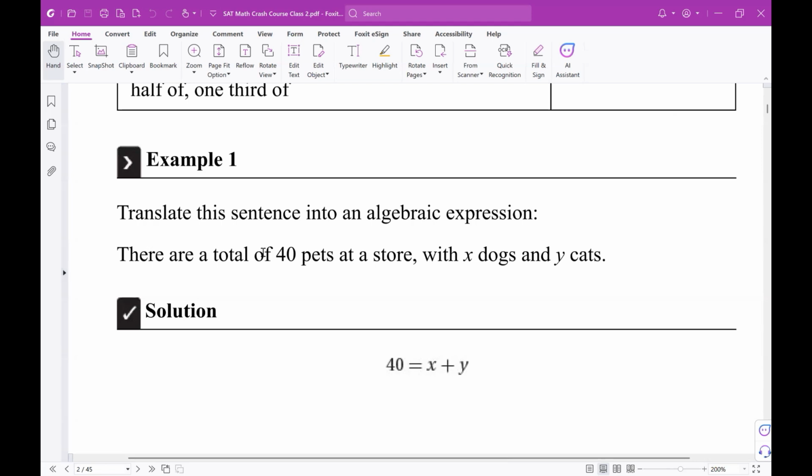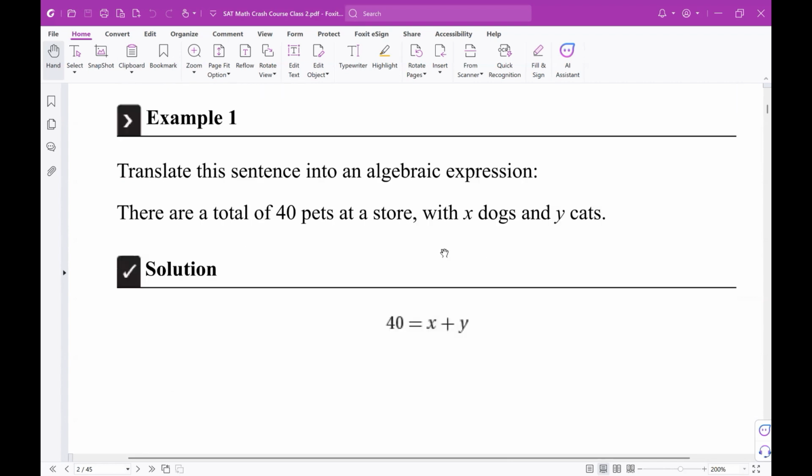There are a total of 40 pets at a store with X dogs and Y cats. Translate this sentence into an algebraic expression. I think it's very simple: we have X number of dogs and Y number of cats, and the total number of dogs and cats is equal to 40. So this is it: X plus Y equals 40.